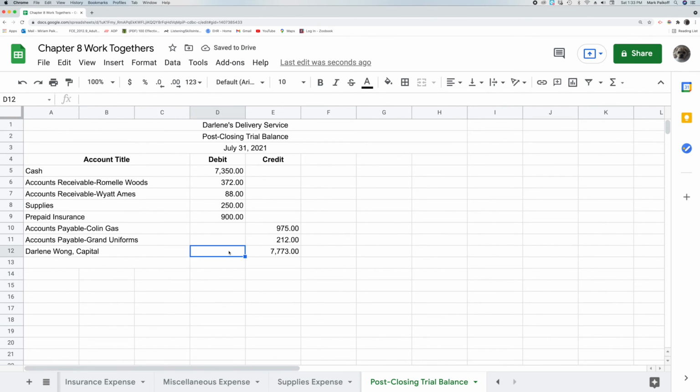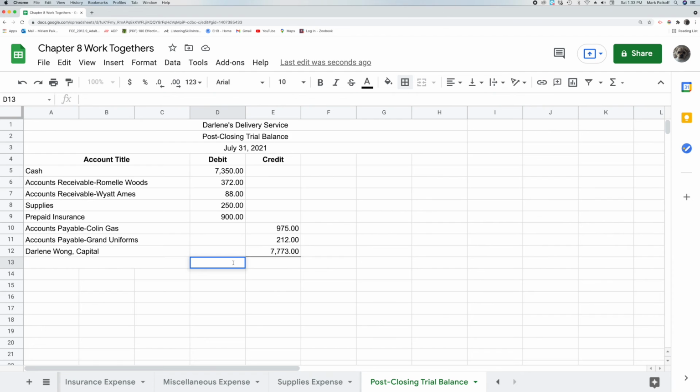And the reason that the owner's capital account is the last account that gets listed on our post-closing trial balance is because every account that's listed after capital has a zero balance. So since the accounts have a zero balance, we do not list them on the post-closing trial balance. The next thing that we're going to do is draw a single line rule here. And then, using the sum formula, we are going to total both the debit and credit columns.